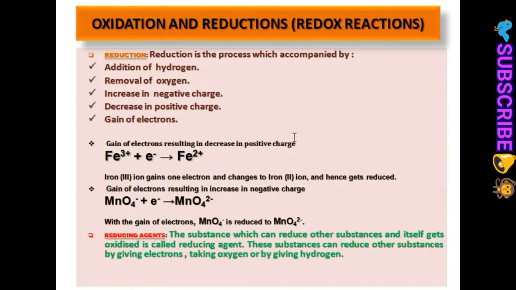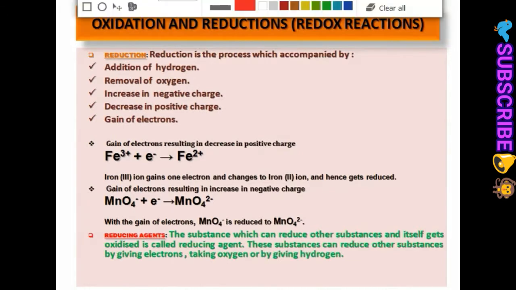Okay, now the example of the reduction reaction. Reduction is the process which is accompanied by addition of hydrogen and removal of oxygen, increase in negative charge, decrease in positive charge, and gain of electrons. Right, here the iron gains an electron, resulting in a decrease in positive charge. Here the iron gets 1 electron and changes from 3+ to 2+ charge. Okay, now the iron 3 ion gains 1 electron and changes to iron 2 ion and hence gets reduced.